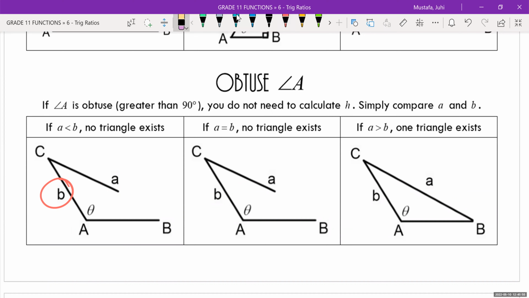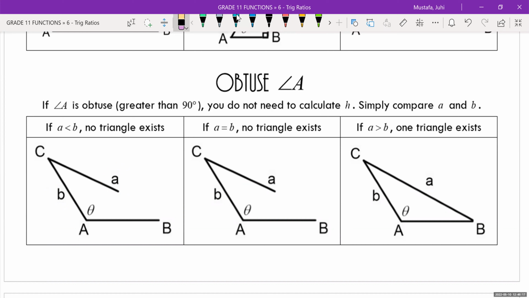Honestly, I don't memorize any of these rules. I just use logic. If the angle is obtuse, it's going to look like this, and you're going to compare the side lengths A and B. If you notice that side length A is shorter than side length B, then no triangle exists because that line is not going to be long enough. It's going to fall short. And so in that case, no triangle exists.